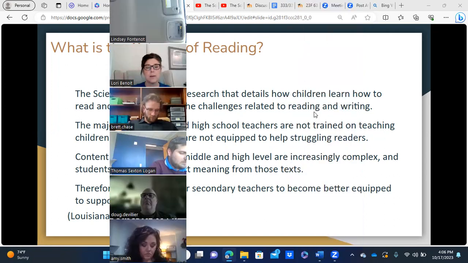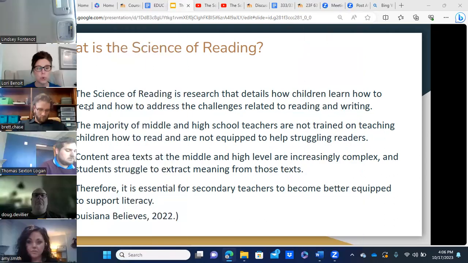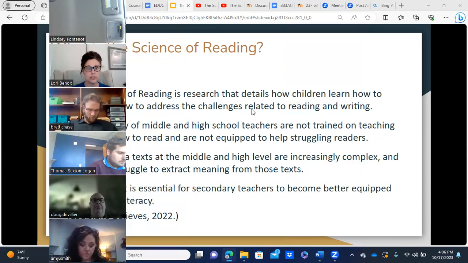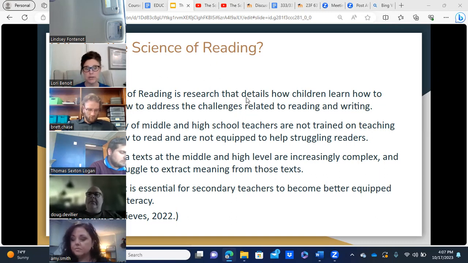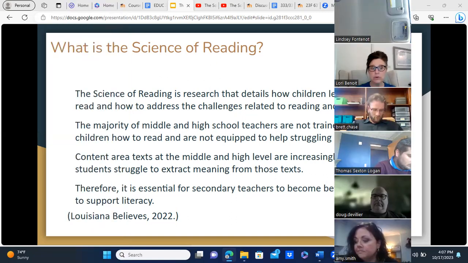and writing components. The majority of middle and high school teachers are not trained on teaching children how to read and are not equipped to help struggling readers. And that is also true for our K-12 certification areas, such as music, art, and H&HP. Those areas, up to this point, we have not really received explicit instruction.